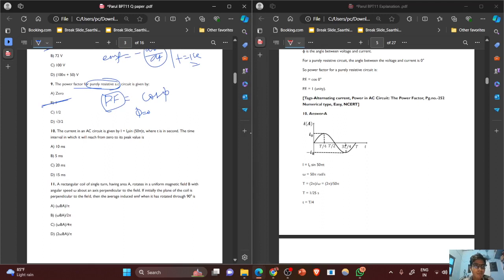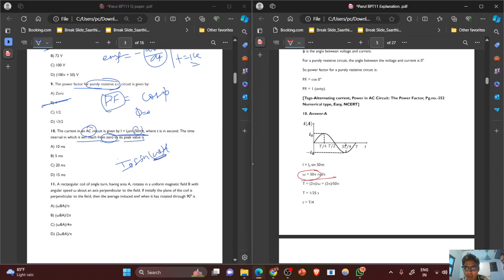Now moving ahead, the current in an AC circuit is given, and it changes with time. The time interval from 0 to peak is asked. You can see here it's a sine graph, but its omega is 50 times, so the frequency increases. You just need to calculate the time after which it gets 0. As you can see, 50 pi is your omega, because the general equation is I naught sine omega t. So in place of omega, there is 50 pi.